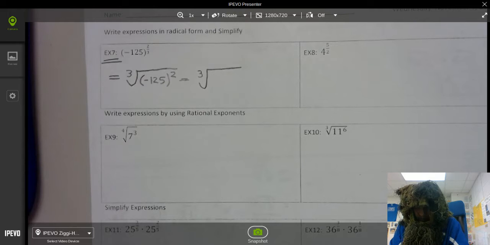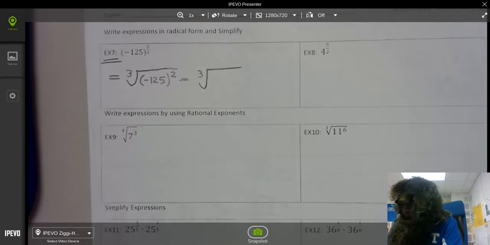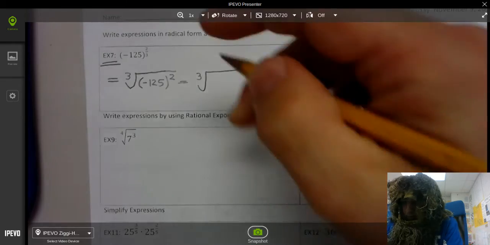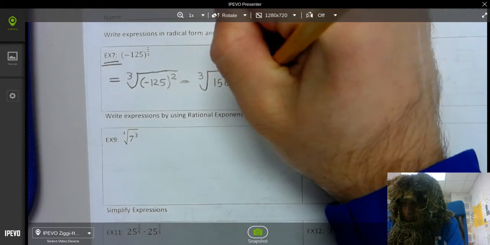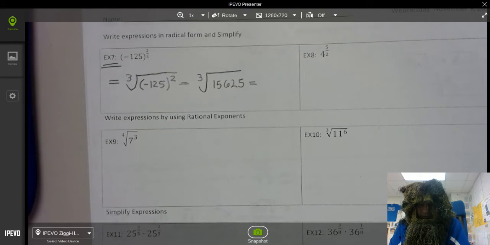Make sure that you use parentheses because any number squared is positive. So negative 125 squared is 15,625. And then you just use a calculator to do the cube root of 15,625.